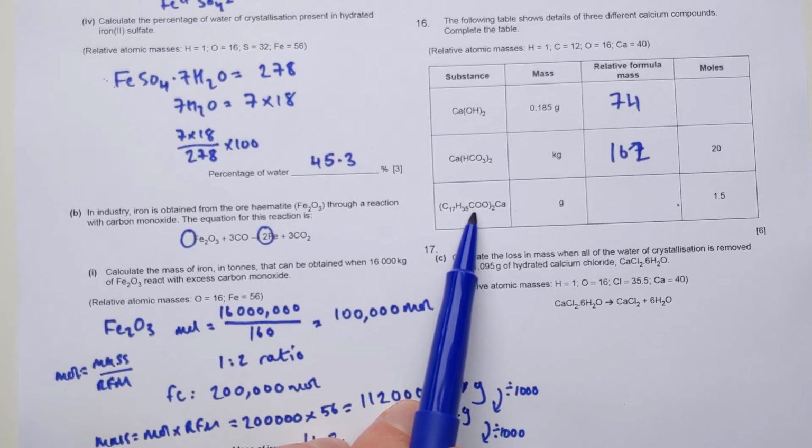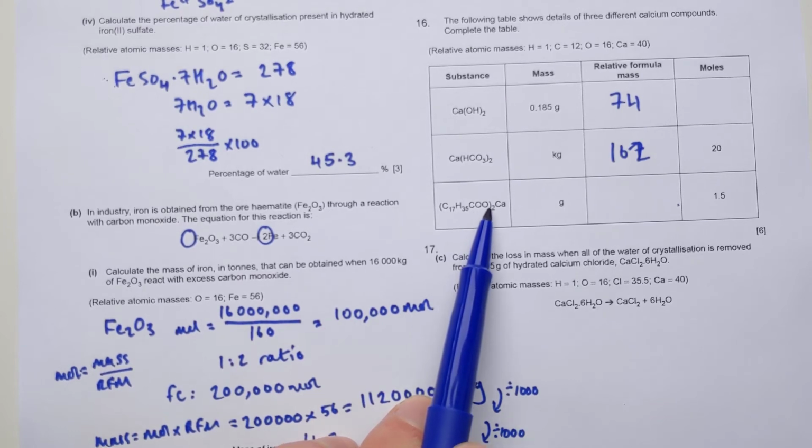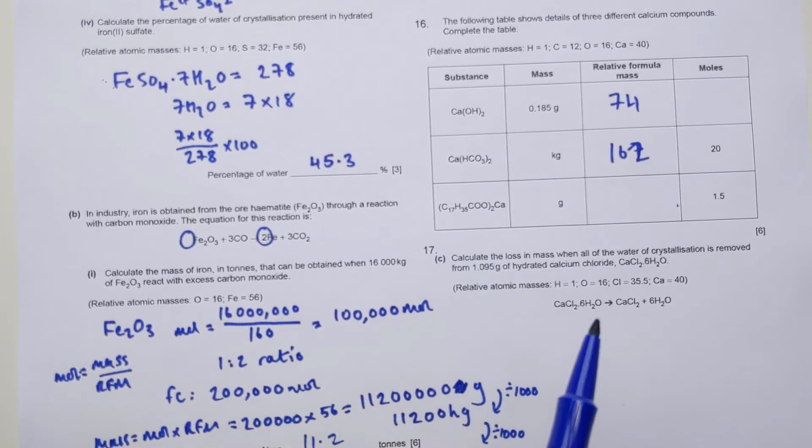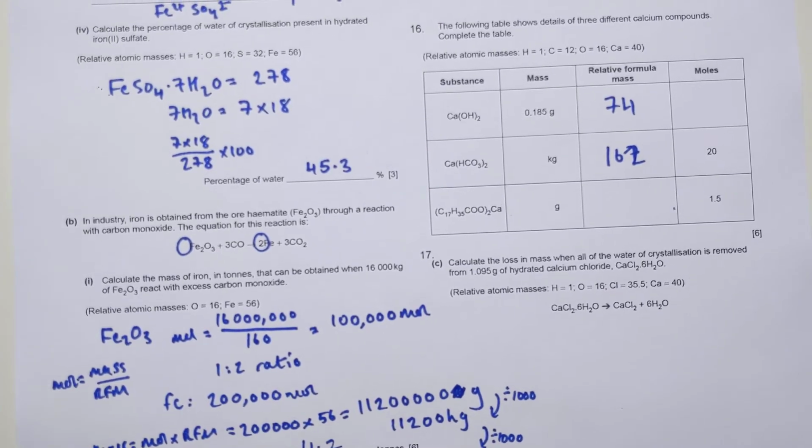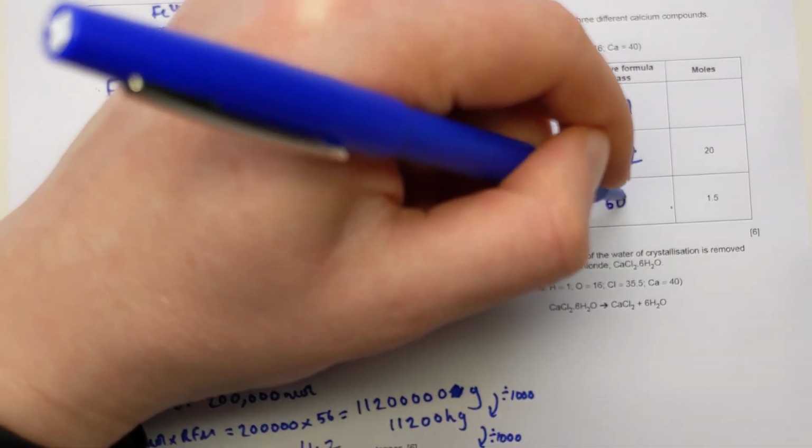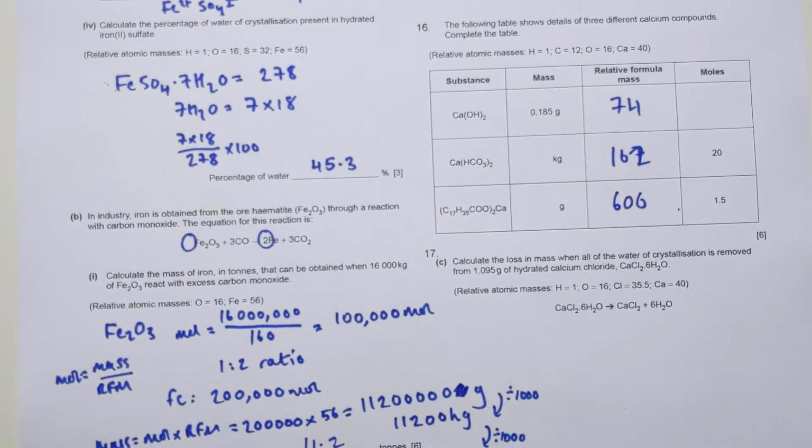So we're up to, I think, 36 carbons. There's therefore 4 oxygens and then a calcium at the end. So it looks horrible, but you just have to double check it a couple of times. It should come out as being 606 though, once you add all those masses up.